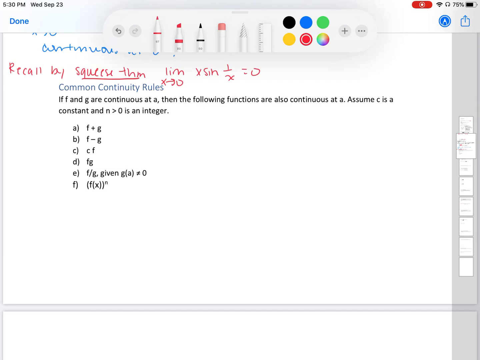Common continuity rules. If f and g are continuous at a, then the following functions are also continuous at a. Assume c is a constant and n is an integer greater than 0. So we have the functions f plus g, f minus g, a constant c times f, f times g, f divided by g, and f of x raised to a power n.